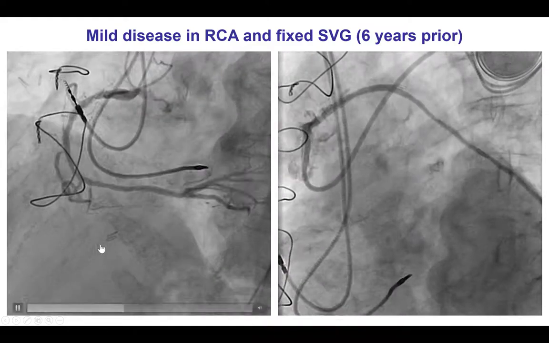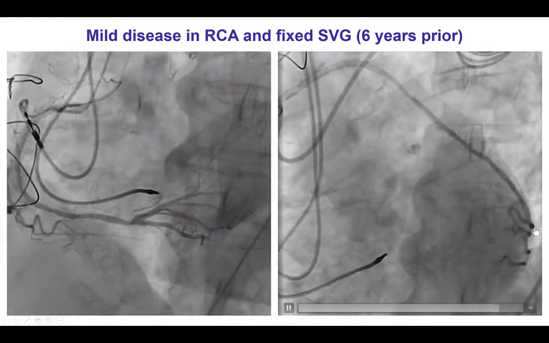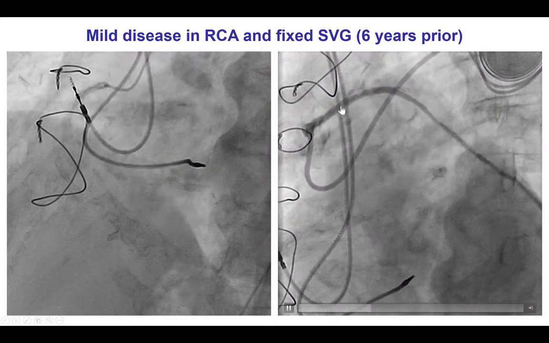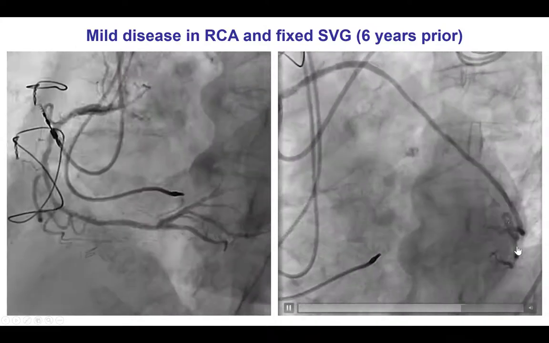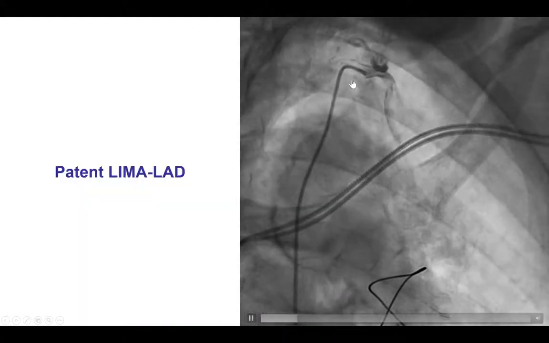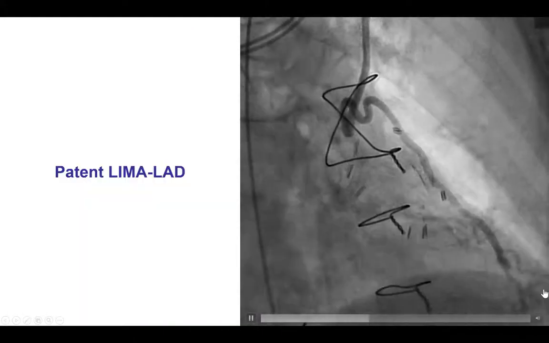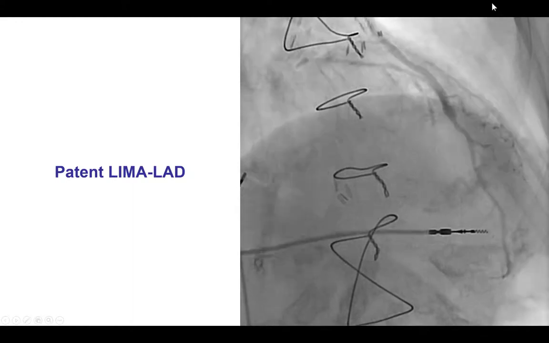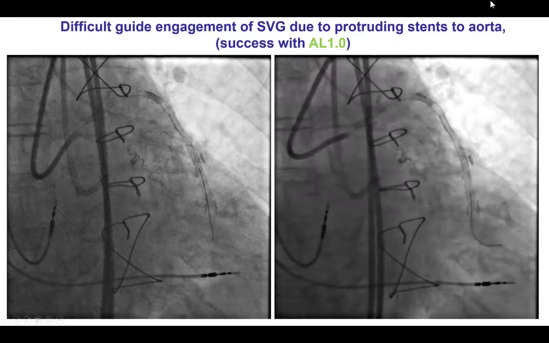These were old images demonstrating the saphenous vein graft to the obtuse marginal branch. This was a fairly long graft, and the native obtuse marginal had two branches, one superior and one inferior. There was also a LIMA to LAD that supplied the mid LAD and did not have any significant disease.